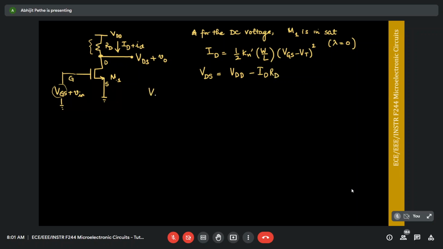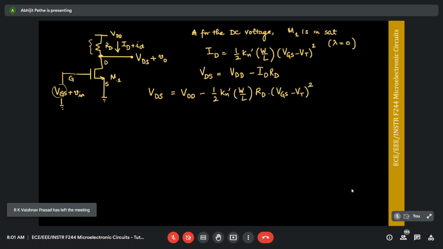And so if I want to connect VDS, ID and VGS, VDS can be written as VDD minus half Kn prime W by L times RD times VGS minus VT the whole square, right? So this is how we connect these three DC parameters together, VGS, VDS, and ID. When you pick a VGS, when I say M1 is in saturation, basically these three values should be picked in such a way that this equation holds.